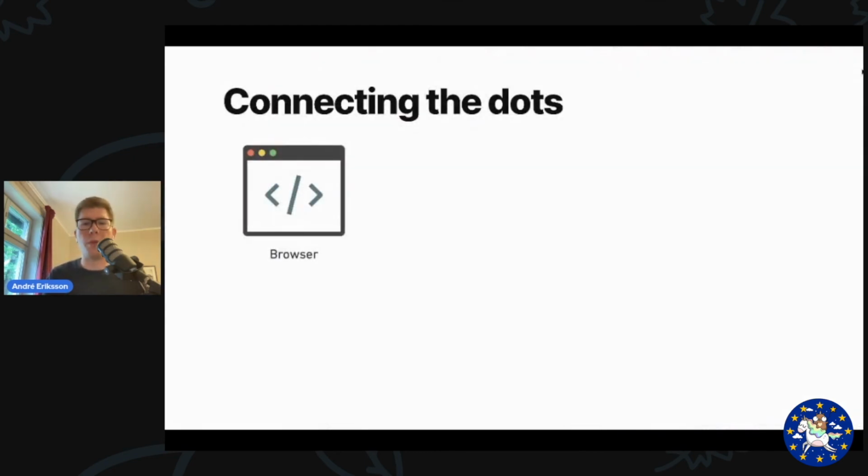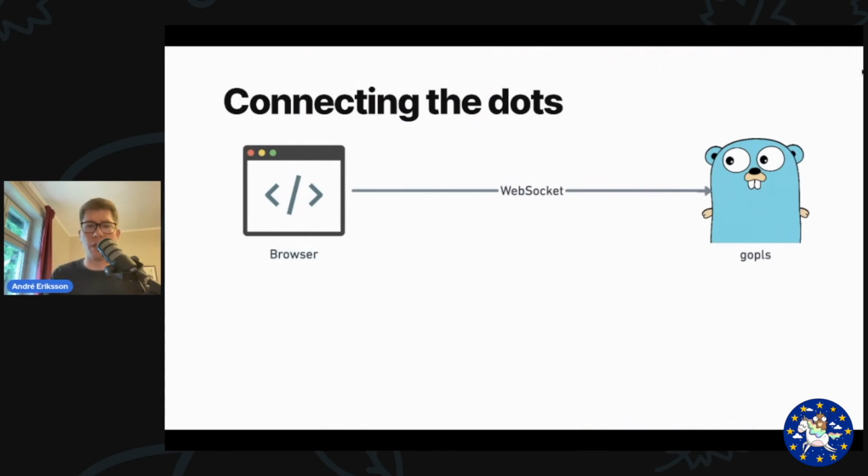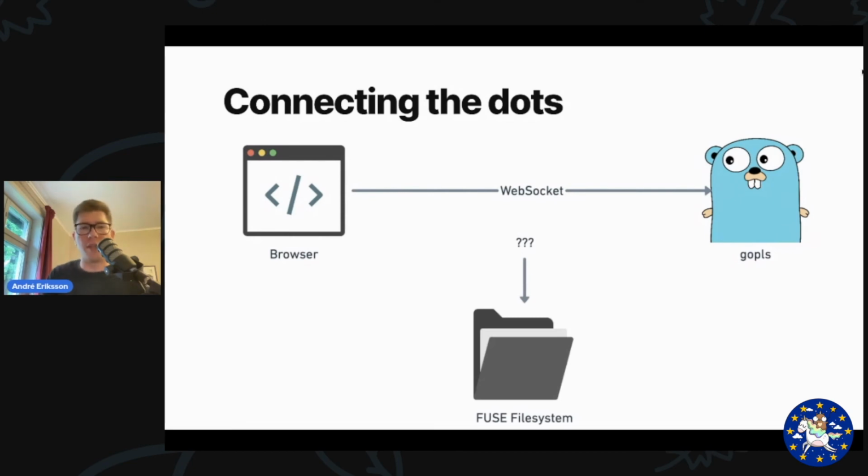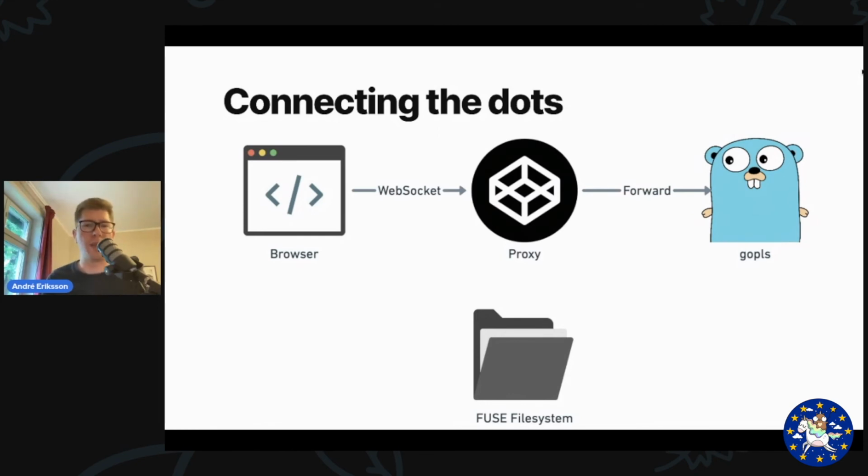So we have our browser from before. We want to have a WebSocket to Gopls. But it turns out that if you do that, how are you going to set up the Fuse file system? You can't really. So we put a proxy in between. And this proxy is essentially like a WebSocket server that is listening for when a connection starts, and then it mounts a Fuse file system and rewrites the path to Gopls so that it will actually look in the file system. And then Gopls will read from the Fuse file system, and we're done essentially. This is the core, and then the Fuse file system will query GitHub or whatever Git repository we want.